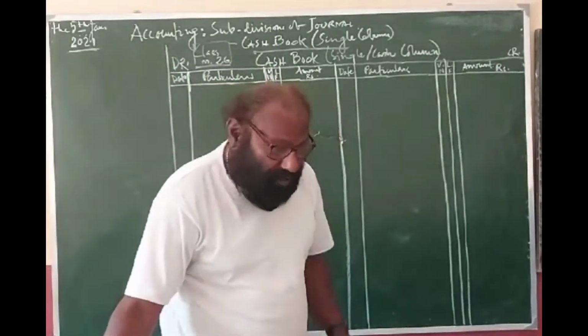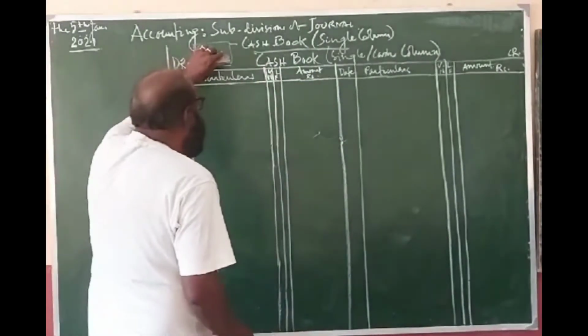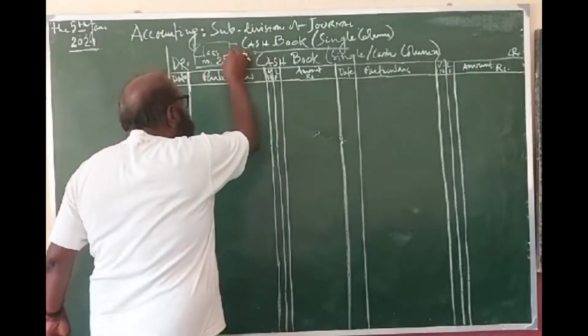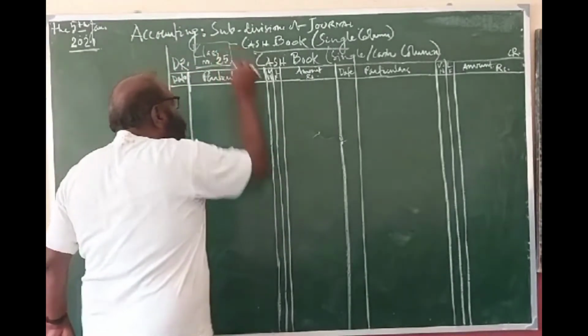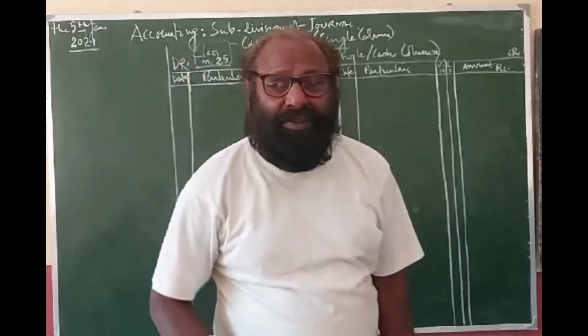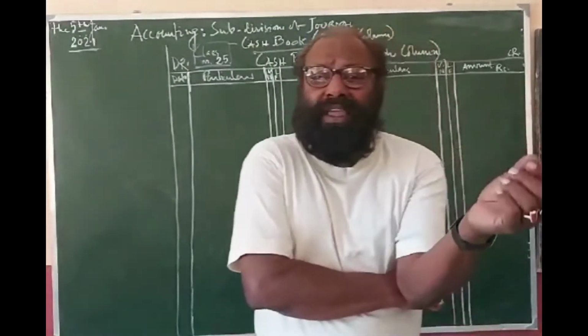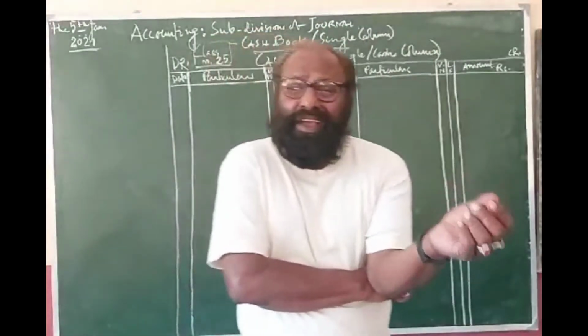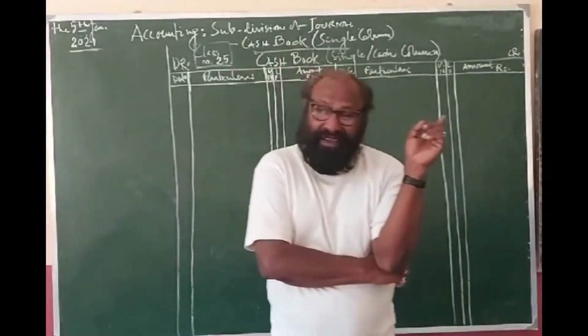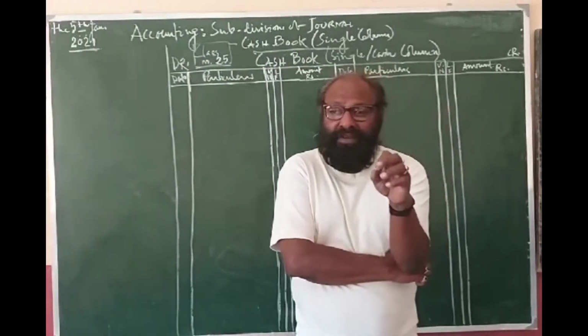So friends, one rectification: it is class number 25. Okay, class number 25. Now, in class number 24, I took up two aspects: accounts and their classification, and journal and its classification.